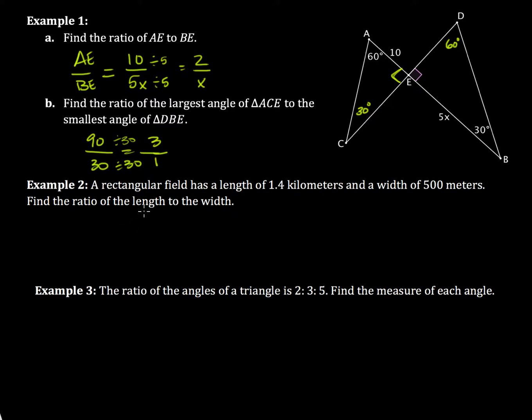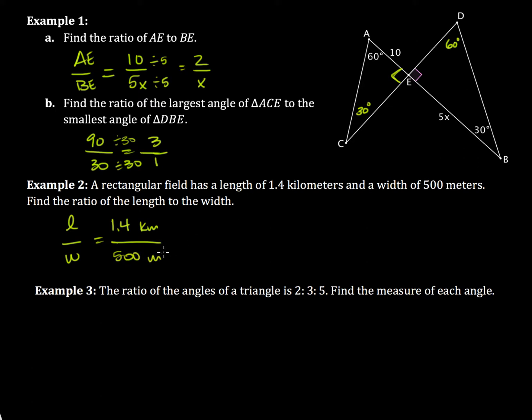In the next example, we have a rectangular field that has a length of 1.4 kilometers and a width of 500 meters. And we want to find the ratio of the length to the width. So we're going to have the length over the width. In this problem, it gives the length as 1.4 kilometers and the width as 500 meters.